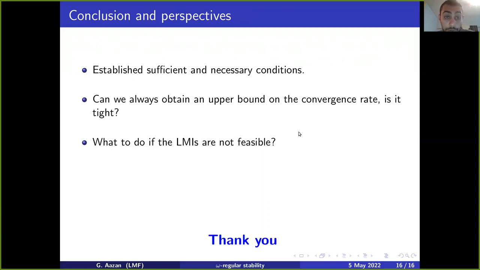So to end up, we have successfully established a sufficient condition for stability and a necessary condition for stability for a specific class of systems. However, can we always obtain an upper bound on the convergence rate of the trajectories? And what about this tightness, especially if the considered Buchi automaton is non-deterministic? We have seen in our example that the considered linear matrix inequalities were feasible. However, it's not the case generally. So what to do in that case?